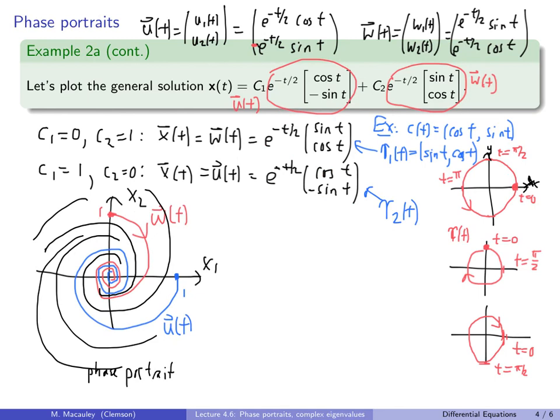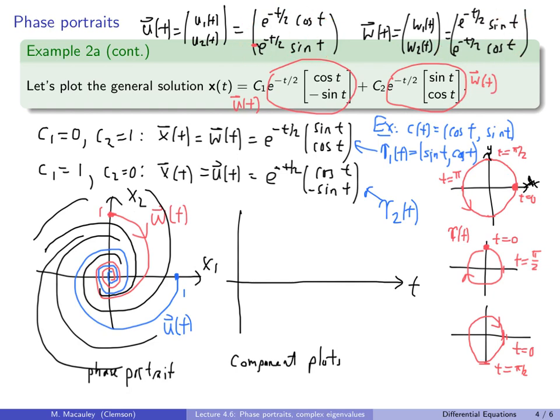Now something else we can do here, and this is something that we could have done for the real eigenvalue case as well, we just didn't, is draw the component plots. It's especially helpful here. What I mean by component plots is that u and w are functions, so u1 and u2 are functions that we can plot as functions of t. So u1 is this, u2 is this, w1 is this, and w2 is this.